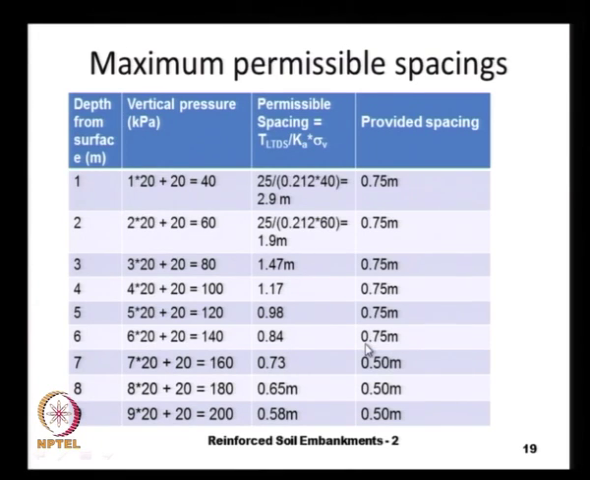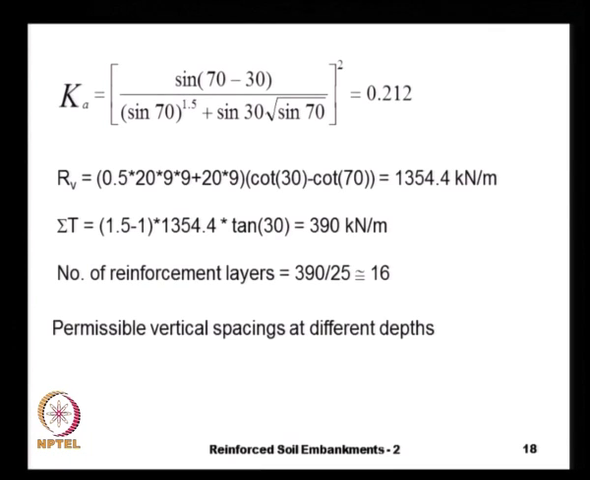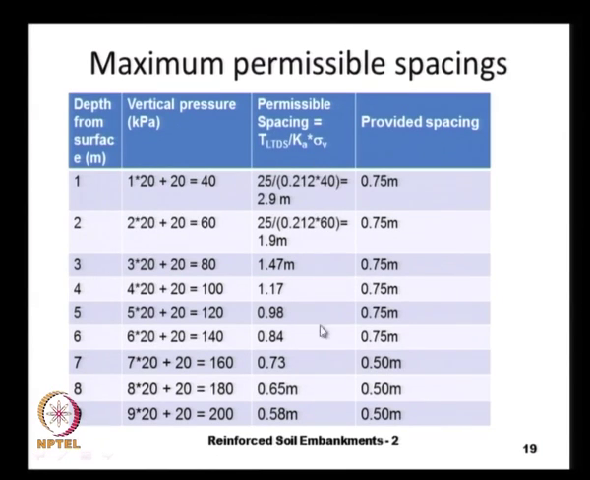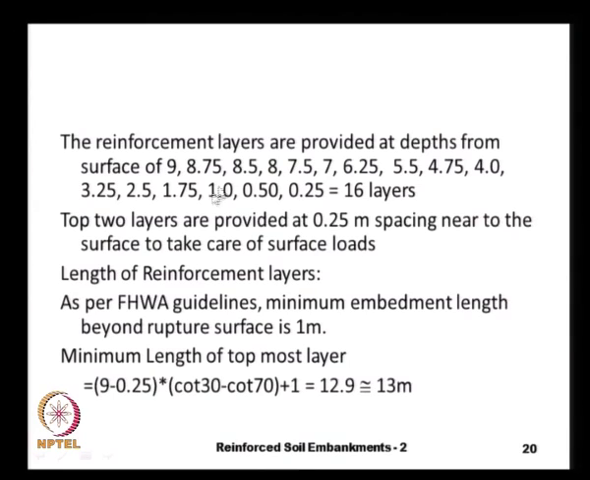So we can provide at 750 mm, and now we need to distribute these 16 layers over the height of soil by taking this as the guideline. The maximum spacing that we provide at any depth should not exceed these values. By trial and error we can provide the 16 layers. In this particular case, we can provide one reinforcement layer at the base, that is at 9 meters depth, and another at 250 mm, 8.75, 8.5, 8 and so on.